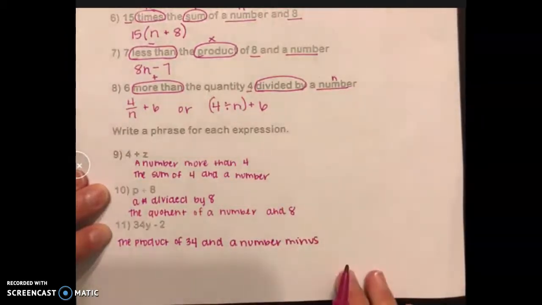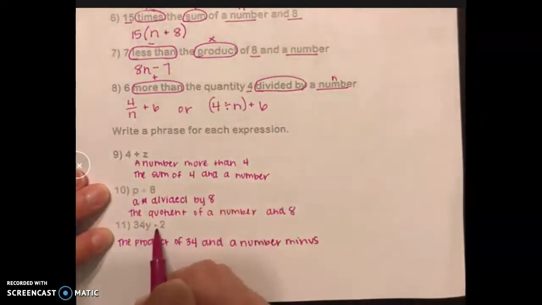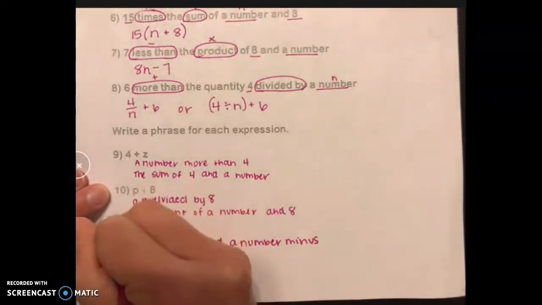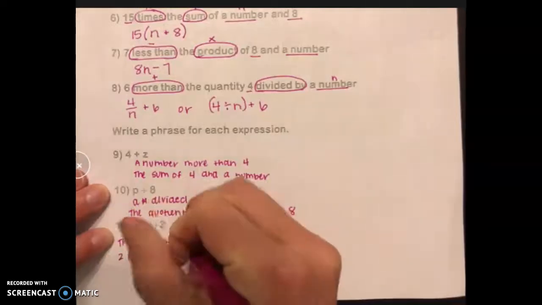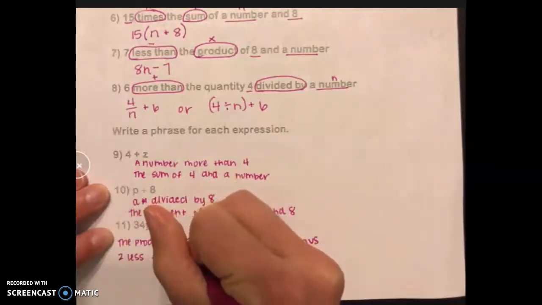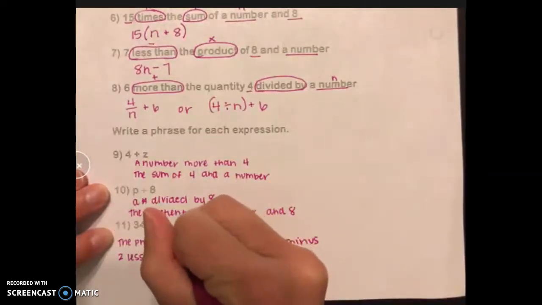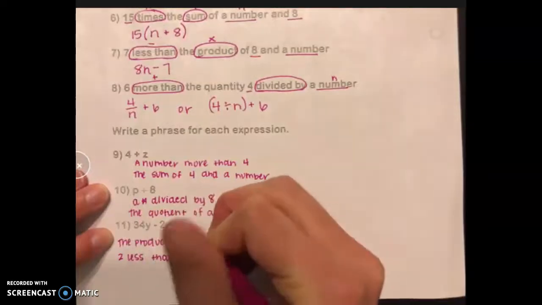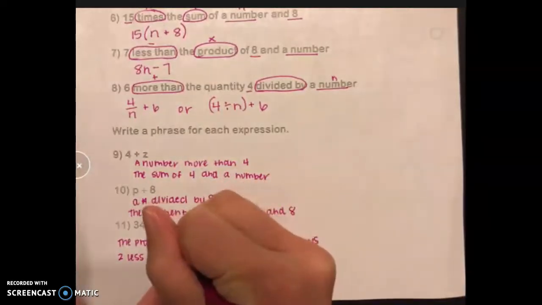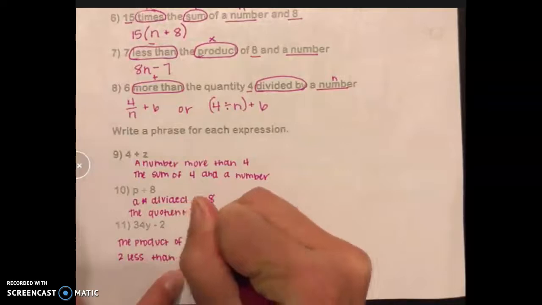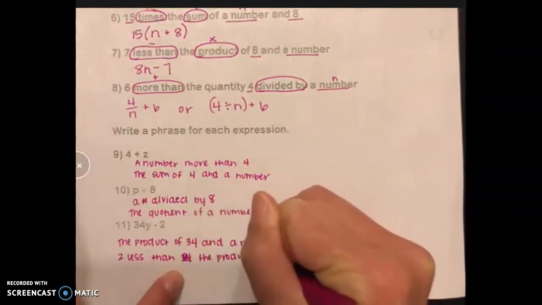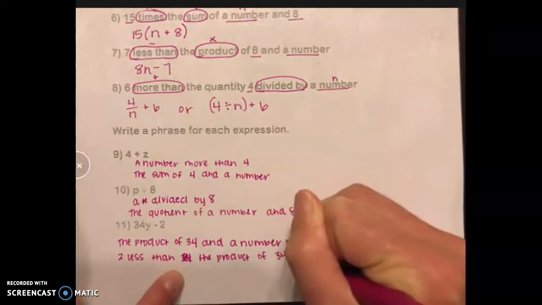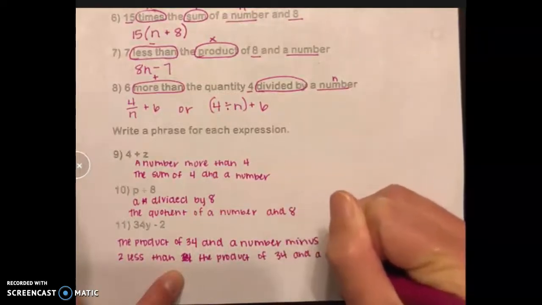Or we can get a little bit tricky with this one, and we could say 2 less. So remember, if it's less than, we always put it at the end. So we could say 2 less than the product of 34 and a number.